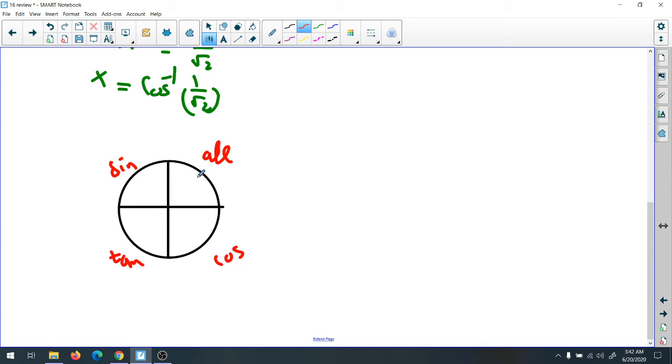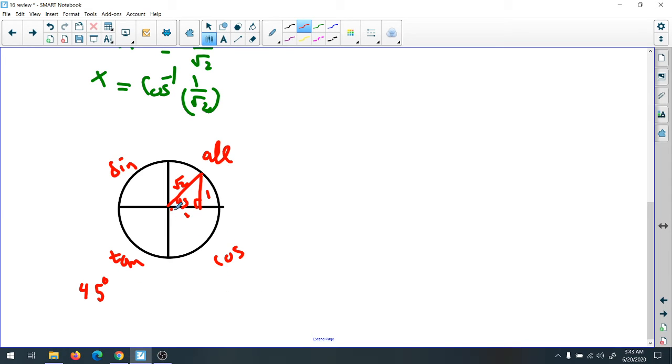So if we draw a right triangle here, this is 1 unit, this is 1 unit, this is square root of 2, and this is 45 degrees. And cosine of 45 is 1 over square root of 2. So the first angle must be 45 if it's in the first quarter.